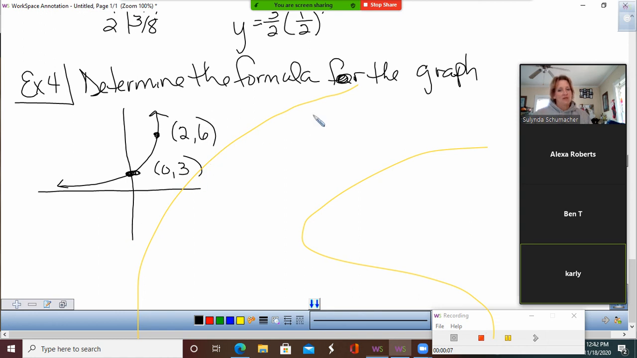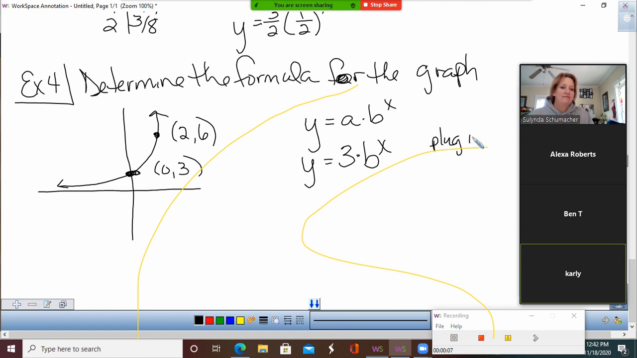All right, so again, if we're doing an exponential function, it's y equals a times b to the x. Again, we're finding a and b. Well, we already have a, which is right here. We have y equals 3 times b to the x. So now they give you the other point so that you can plug in x and y and solve for b. We want to plug in 2, 6 and solve for b.